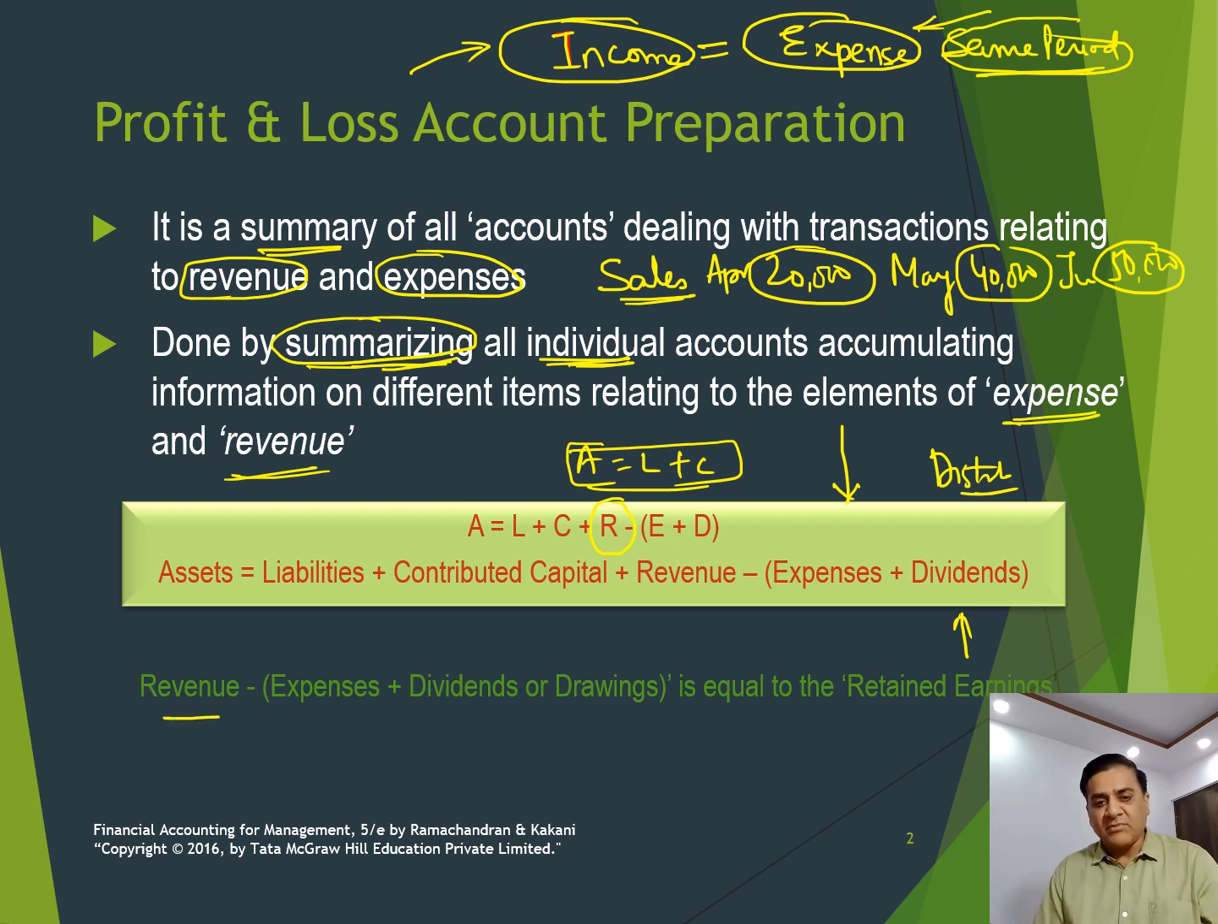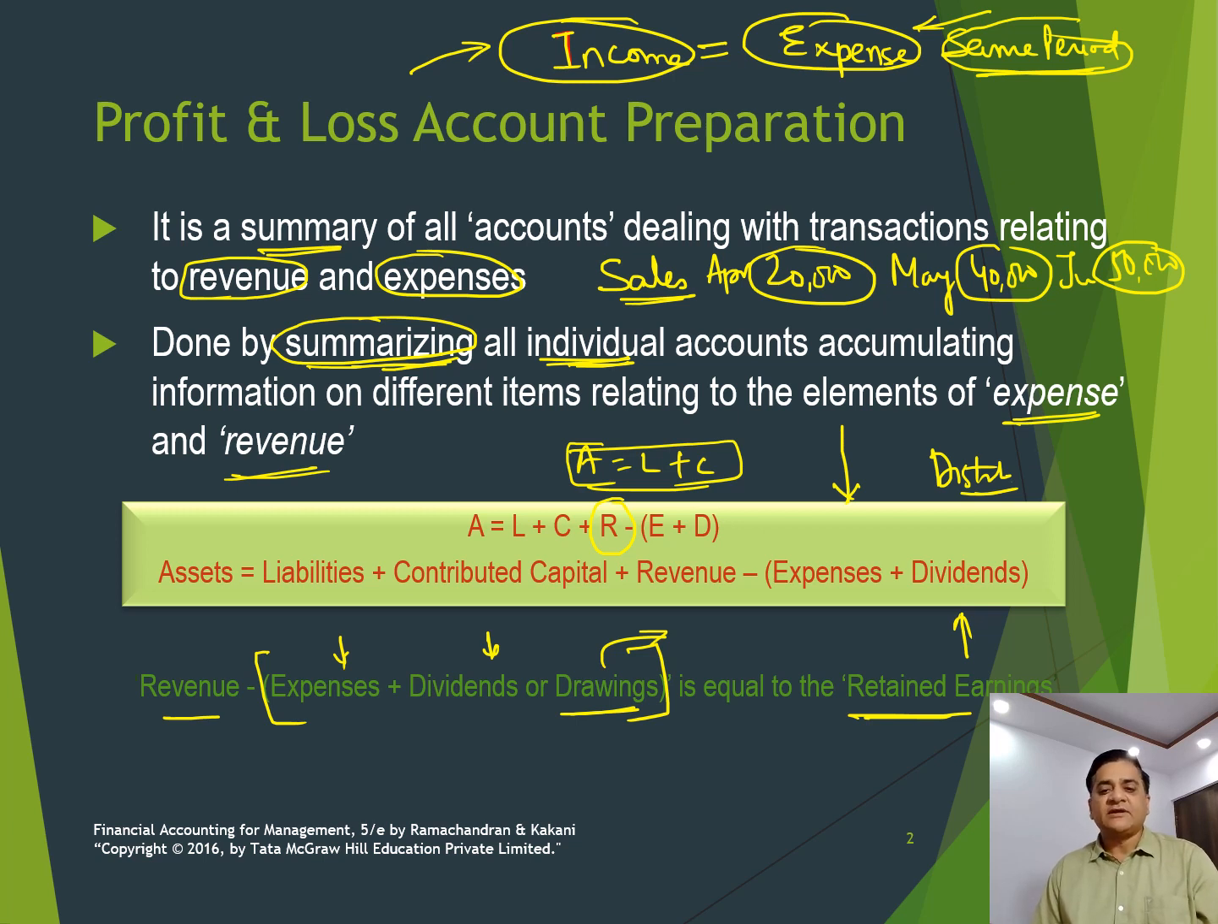The revenue minus your expenses and dividend or drawings. If it's an individual, he would take out some amount out of his capital for the purpose of his regular or day-to-day expenses, which is called drawings. So out of revenue, if I deduct these two things, expenses and the dividends or drawings, then I would say it is the retained earnings. In other words, retained earnings is the portion of profit which remains undistributed.